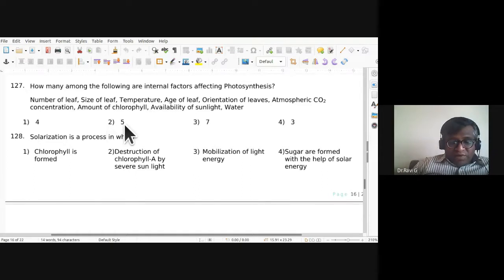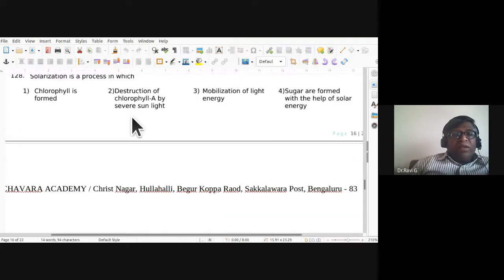So for 127, 5 is the correct answer. B is the correct answer. Whereas temperature, atmospheric carbon dioxide, availability of sunlight, and water are all external factors. Okay, 5 internal factors are there.